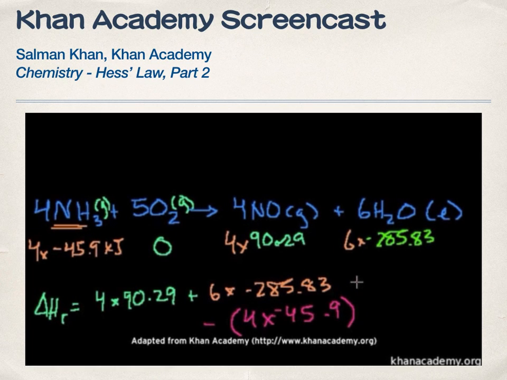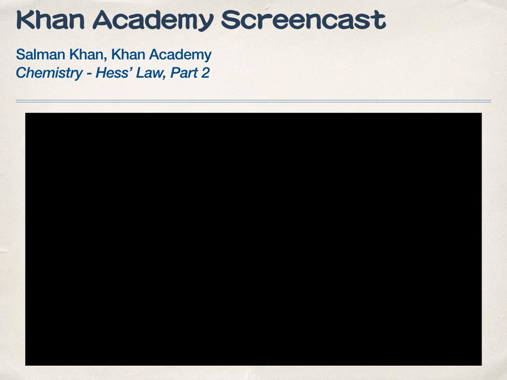So our delta H of this reaction is equal to minus 1170 kilojoules for this reaction. And all we did is we took the heat of formation of the products, multiplied times the number of moles, and subtracted out the heat of formation of the actual reactants. So there you go.